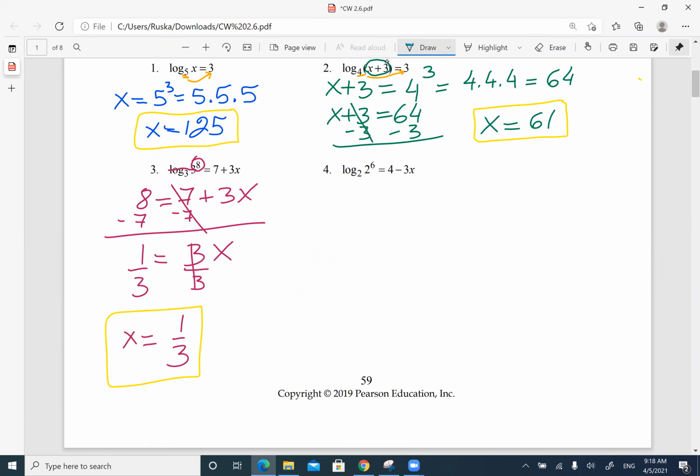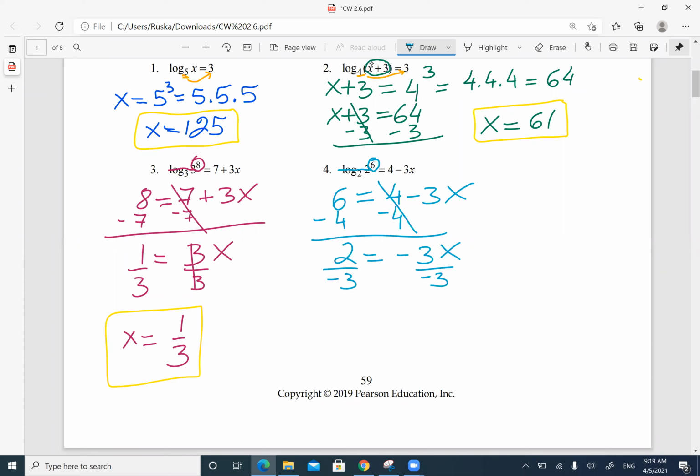Okay, let's do the next one the same way. So logarithm with base 2 of 2 kind of cancels out. And you have 6 left, equals 4 minus 3x. And you're solving it when you subtract 4 on both sides. 4 cancels, so I have 2 equals negative 3x. I'm going to divide by negative 3 on both sides. And that will give me x equals negative 2/3. Just leave it as a fraction. Okay, so that's how you do this type of logarithms. Okay, any questions so far?